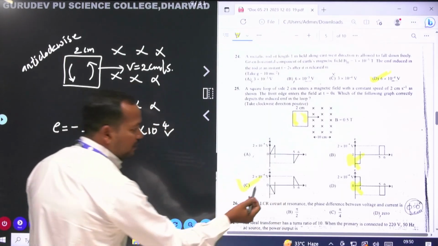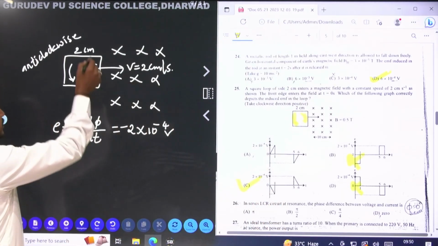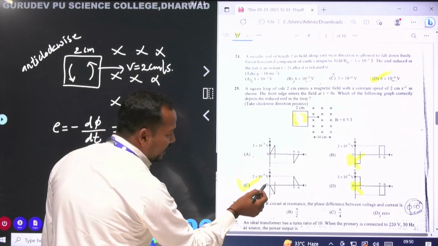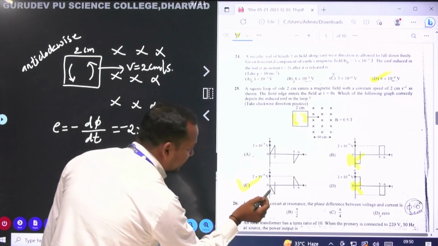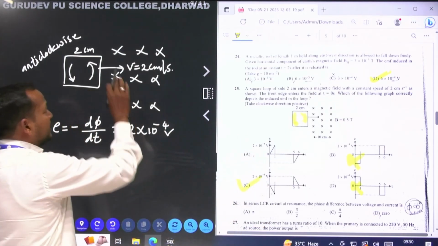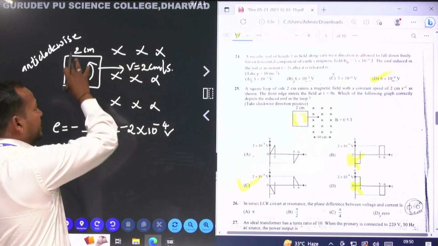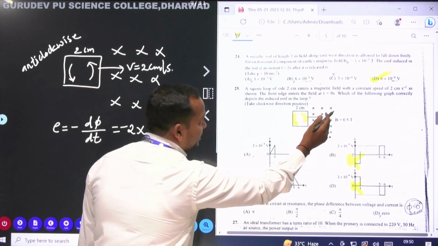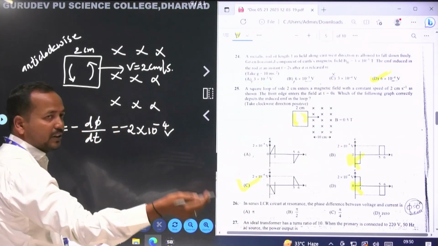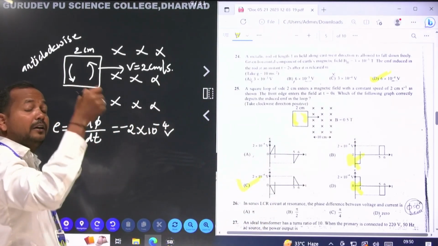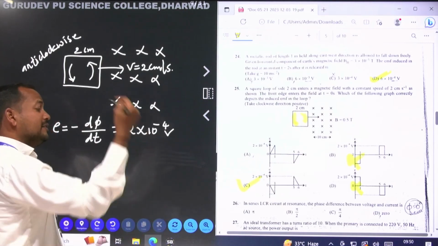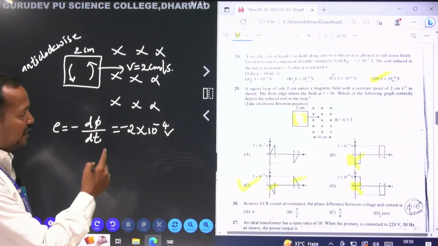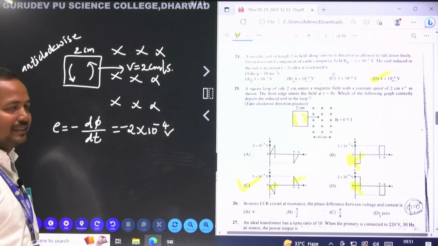You can see here, between 0 to 1 second, this complete loop will enter into this magnetic field. At that time, the induced EMF will increase, and after that it will be inside the uniform magnetic field. The area will be complete, there is no change in the EMF. Therefore, it will become constant. Again, when it exits after 5 seconds, from 5 to 6, the induced EMF decreases, but it is in the negative sign. Therefore, this option is the correct option. So, guys, for the 25th one, option C is correct.